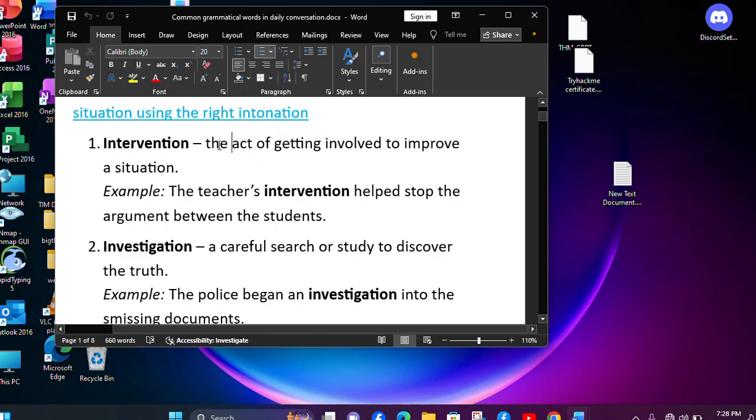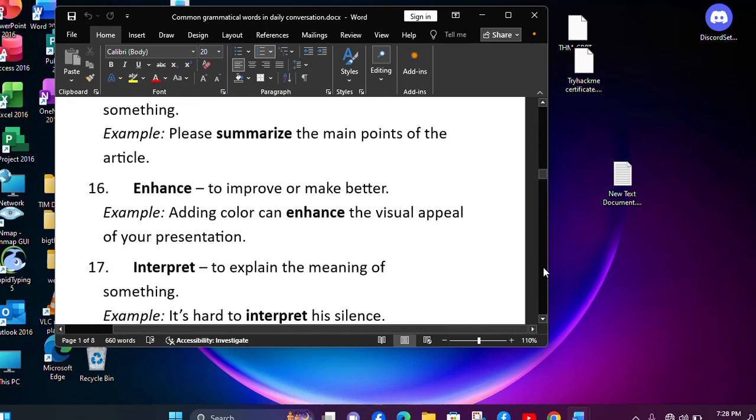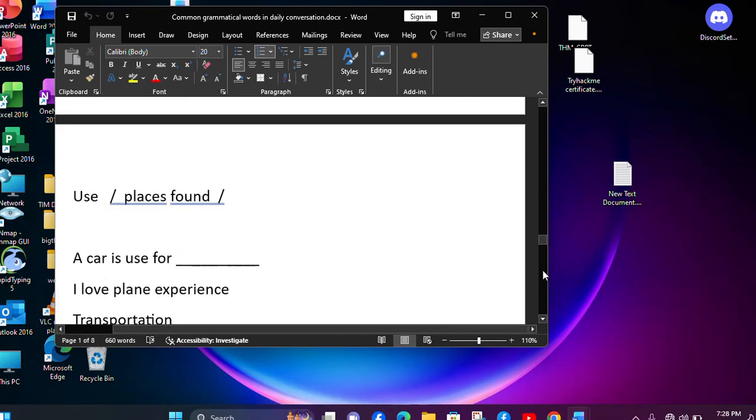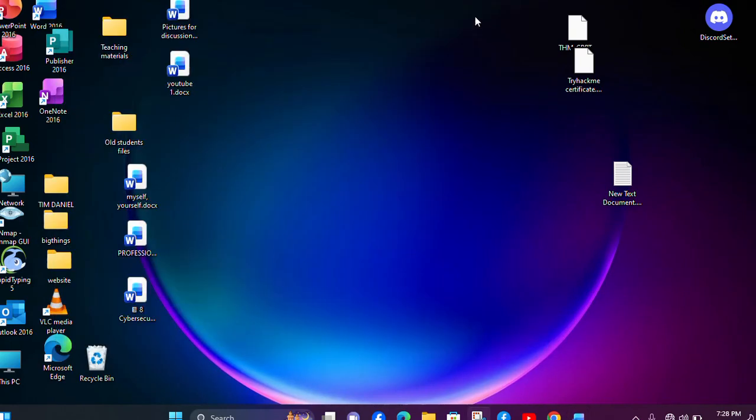Can you explain that? Can you try? Always give the chance. Allow your student to express themselves before you start breaking down whatever the lecture or topic means. The act of getting involved to improve a situation. Intervention. Wow. And so when was the last time you tried to improve something? Try to generate more questions from this, and that is how you get them speaking, get them going.